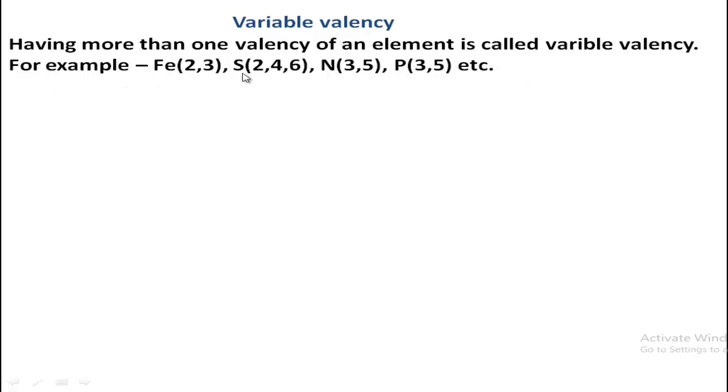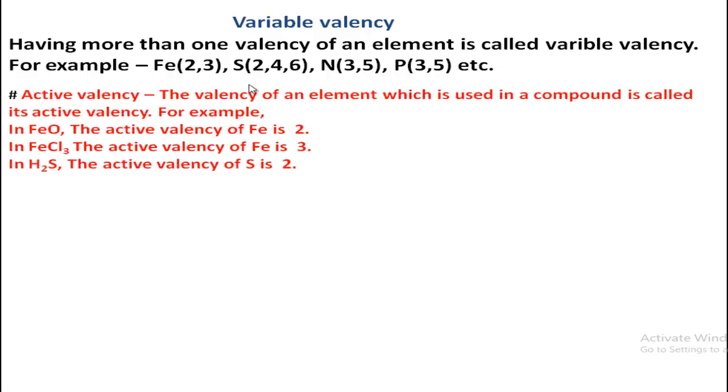For example, iron 2, 3, sulfur 2, 4, 6, nitrogen 3, 5, phosphorus 3, 5, etc. You have to also memorize this. Now we will know some characteristics of this variable valency. Number 1, active valency. In case of variable valency, the valency of an element which is used in a compound is called active valency. That means in a compound the used valency of an atom is actually its active valency.